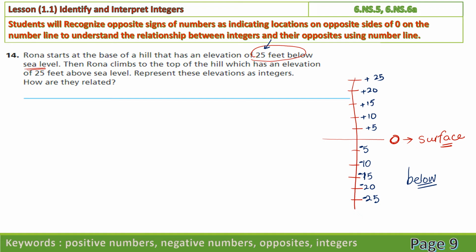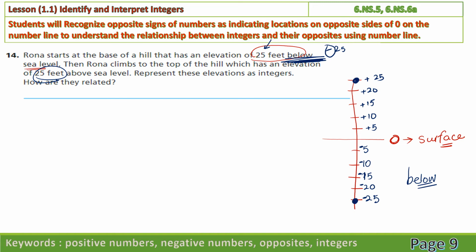So 25 feet I just showed on my number line. Then Rona climbs to the top of the hill which has an elevation of 25 feet. Again, Rona starts at the base of a hill that has an elevation of 25 feet below. Below means negative 25, because below the surface will be expressed by a negative sign. So here is the negative 25.